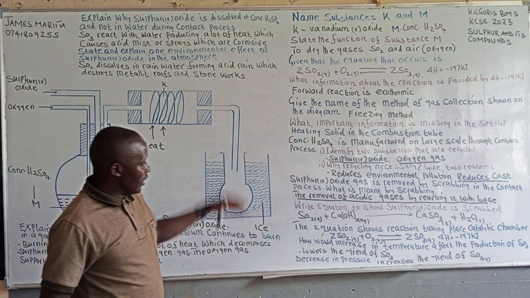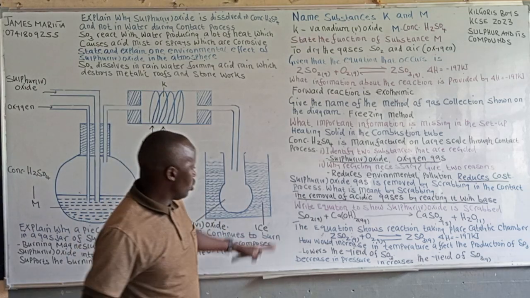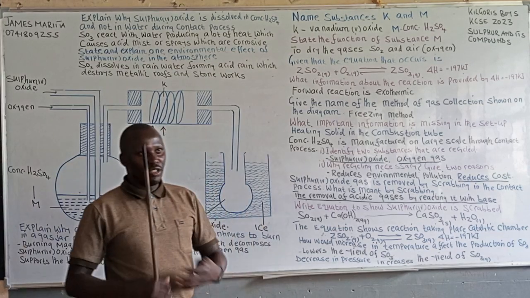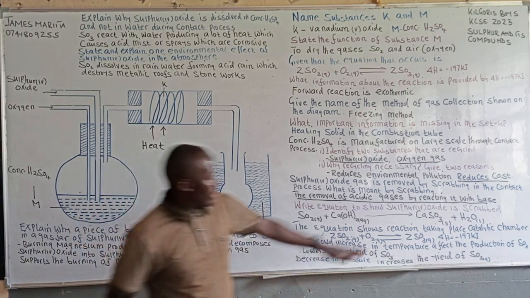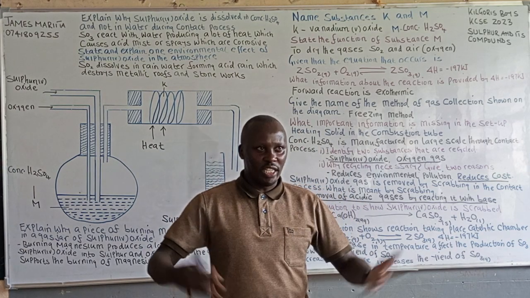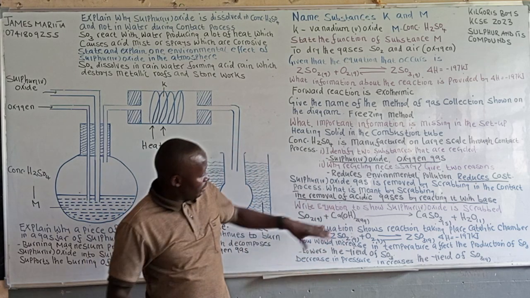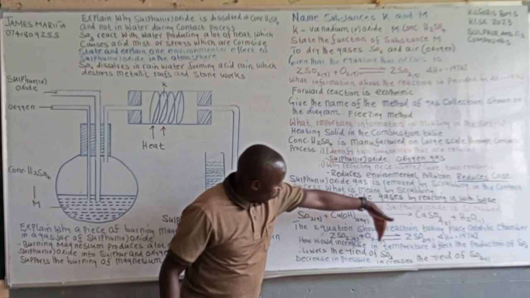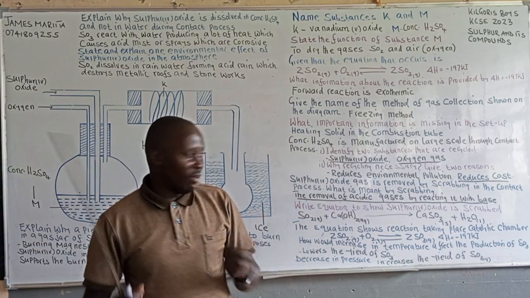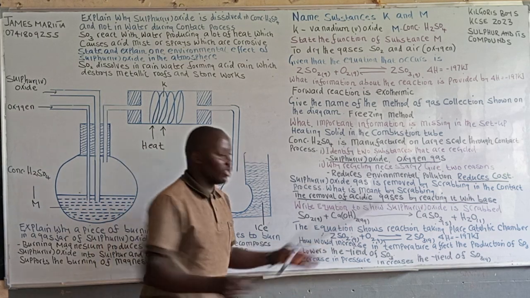How will the increase in temperature affect the production of sulfur 6 oxide? So increase in temperature, when you look at this kind of reaction, the forward reaction is normally an exothermic reaction. When the forward reaction is exothermic, increase in temperature favors the backward reaction. In this case, it favors an endothermic reaction. So if the temperature is increased here, the backward reaction is favored, and therefore we will have a low yield of sulfur oxide gas. So in this case, we say it lowers the yield of sulfur 6 oxide.